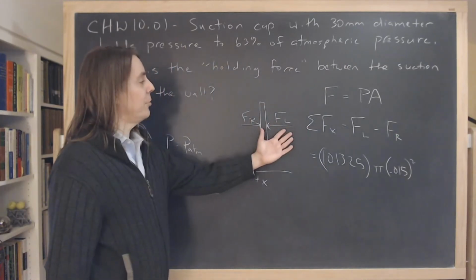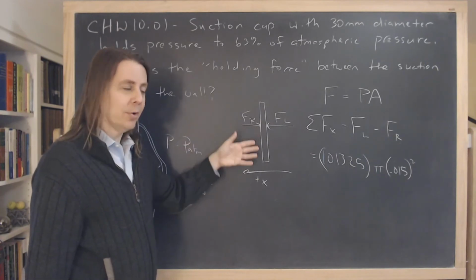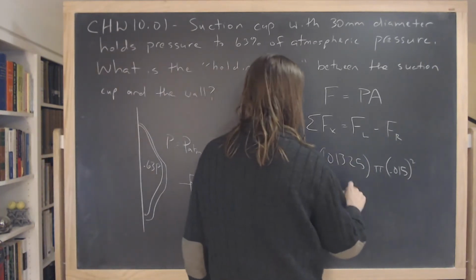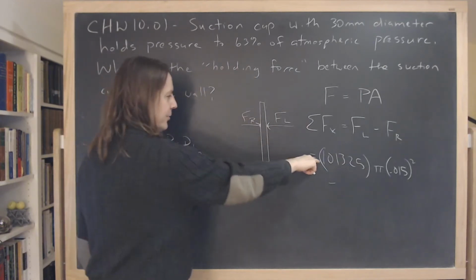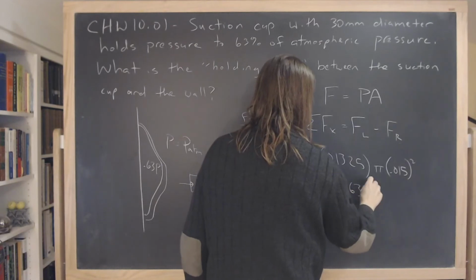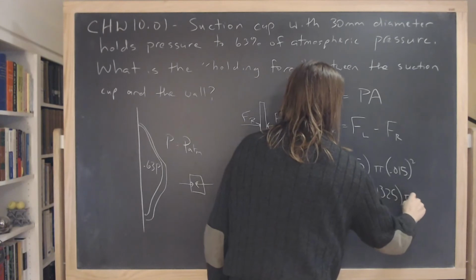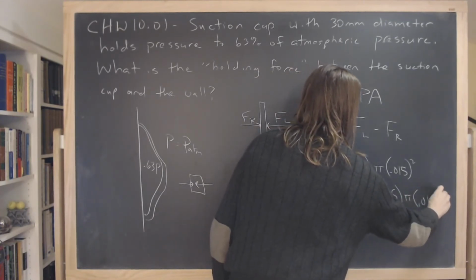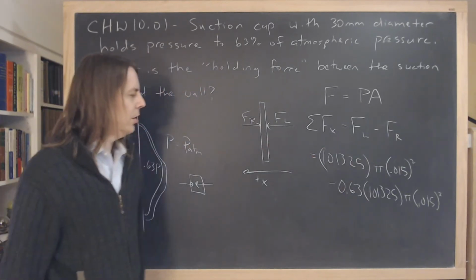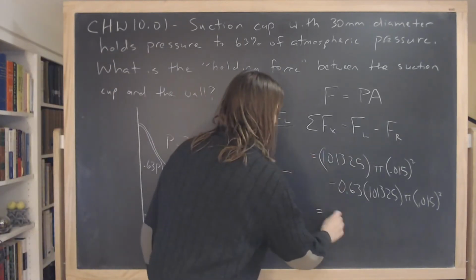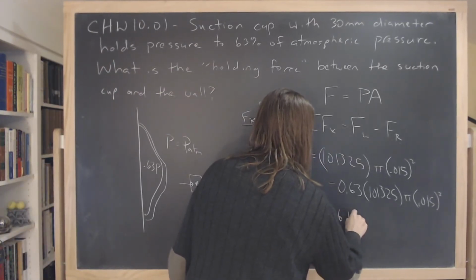Right? That's the atmospheric pressure, but we don't have a perfect vacuum on this side. There is some gas pushing that way. So we would say minus, and the force on the right is just 0.63 times atmospheric pressure. 0.63 times 101,325 times pi times 0.015 squared. Right. The area is the same for the two. So you could really just say 1 minus 0.63 times all those numbers. And if you do all that, you get, I'm not going to do the algebra or the plugging in, 26.4 newtons.